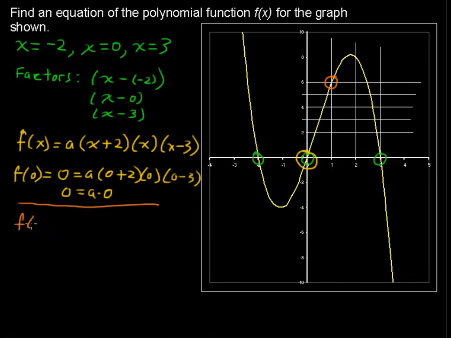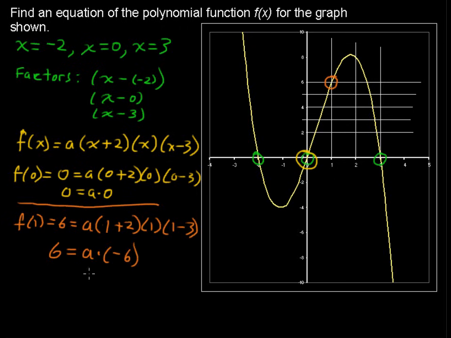So let's try that. f of 1 equals 6. That equals our unknown multiplier a times, oops, not x plus 2. Now we have a value for x: 1 plus 2, times 1, times 1 minus 3. So then our equation becomes 6 equals a times 3 times -2, which is -6. Divide each side by -6 and you get -1 equals a.